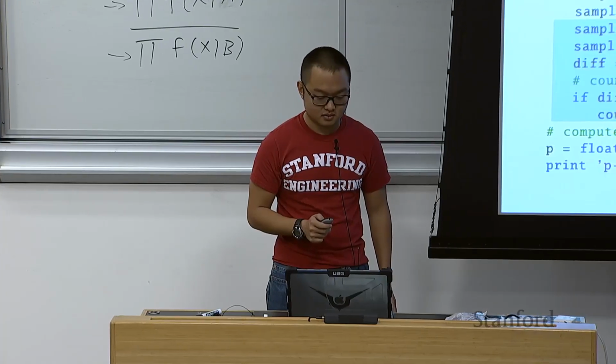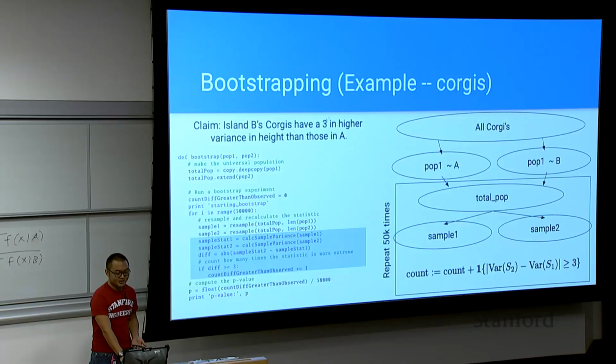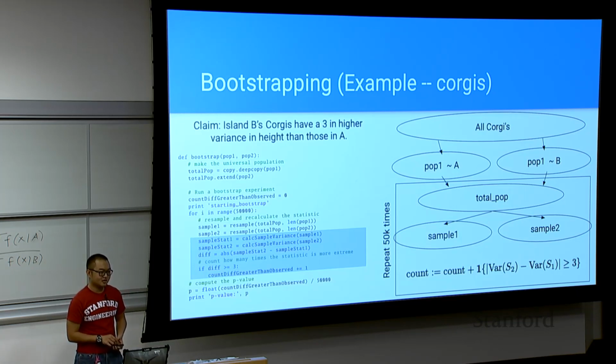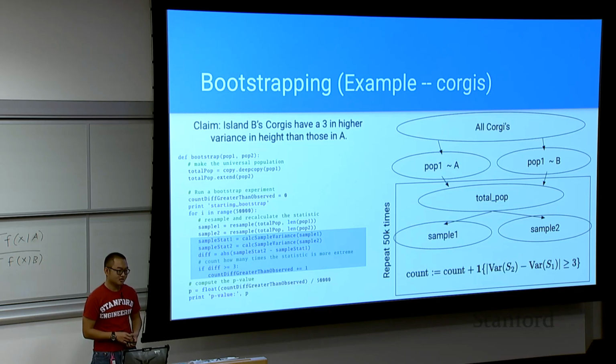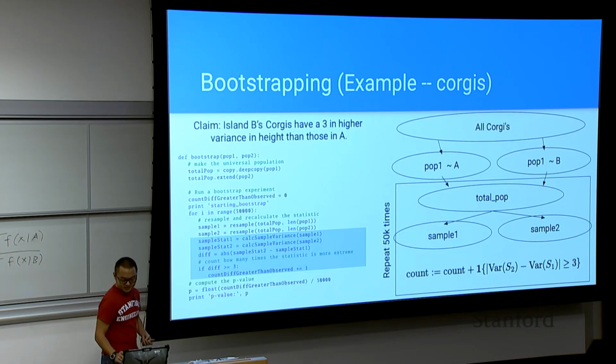Where did we get the 3 from? Oh, 3 inches higher. Yeah, it was in the prompt. Yes. Is there a time you would ever sample without replacement during bootstrap? That's called a permutation test, and no. Okay. All right. Next.